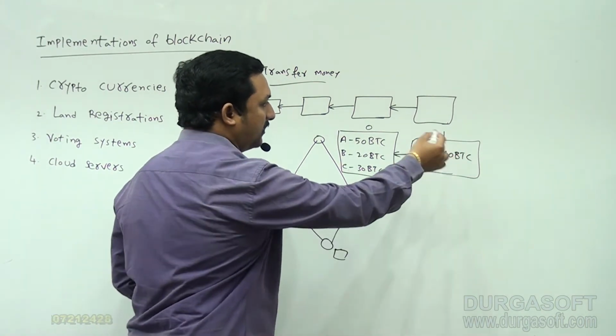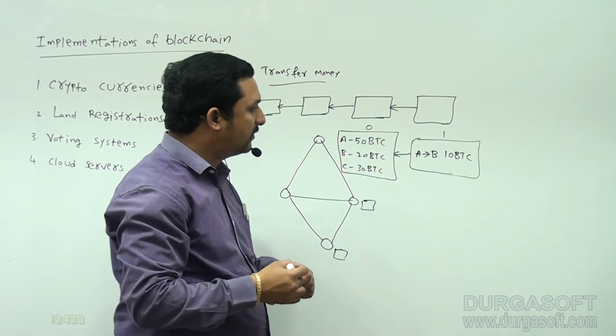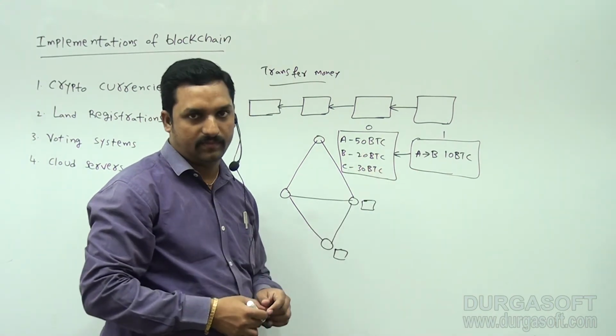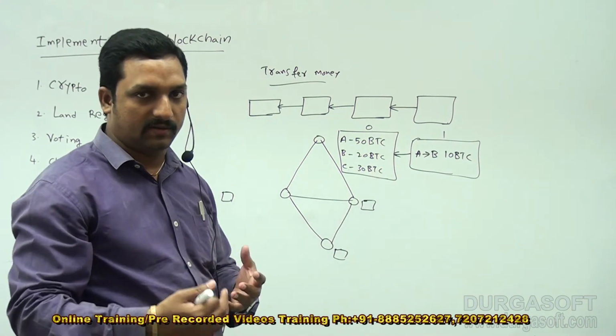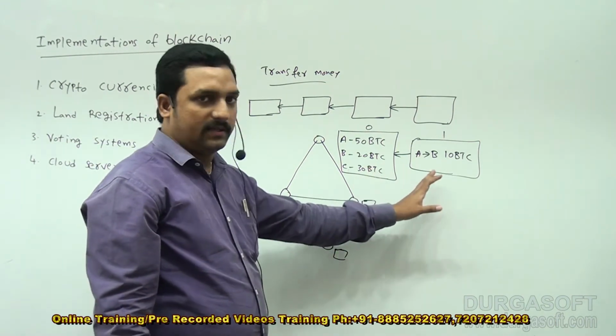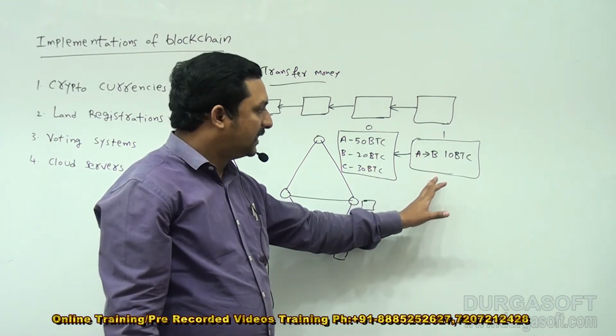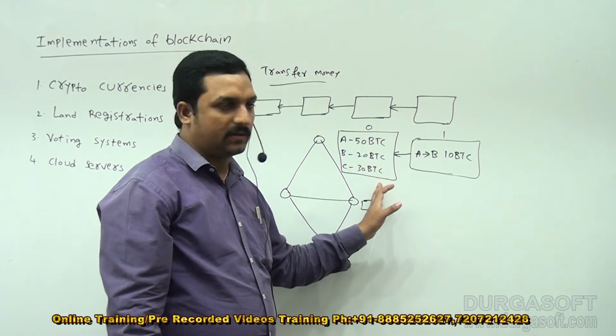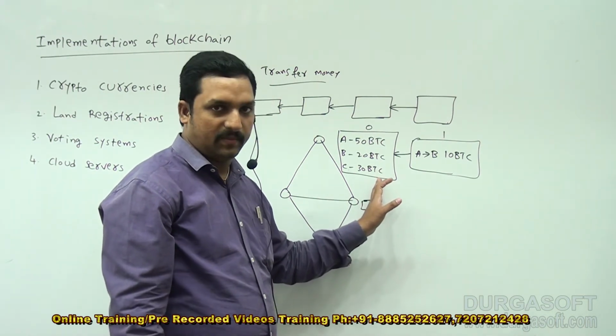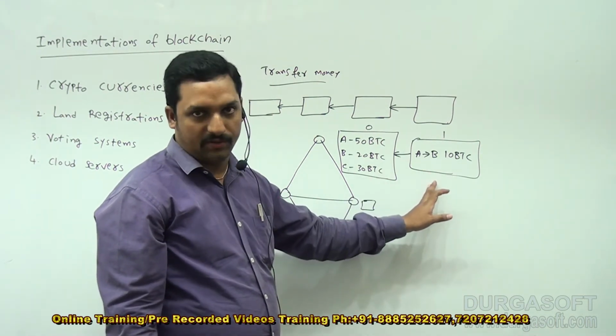Block number 1 contains the reference to block number 0. You can say first and second, if you want to say it like that. First block, second block. The second block contains the reference to the first block. The first block acts as the evidence based on which the second block continues.